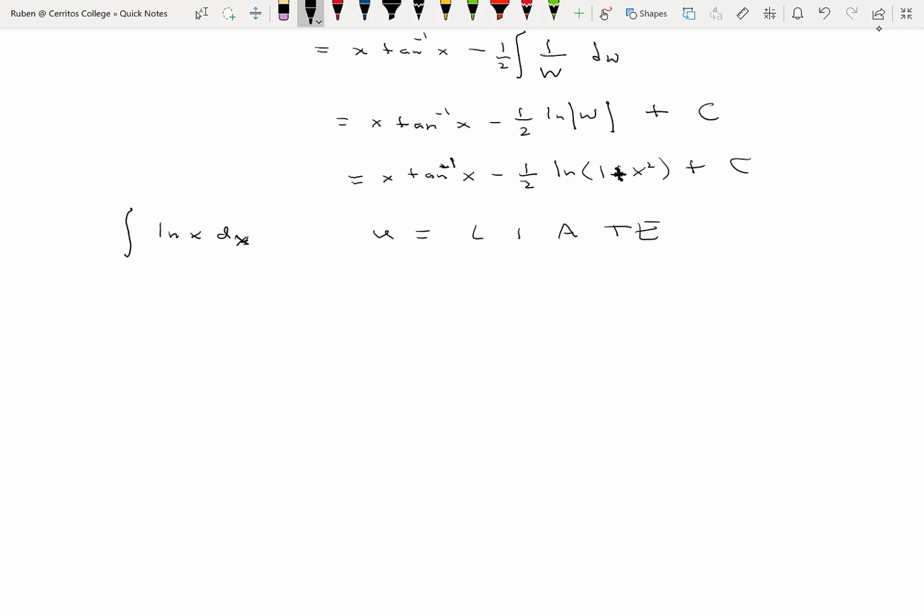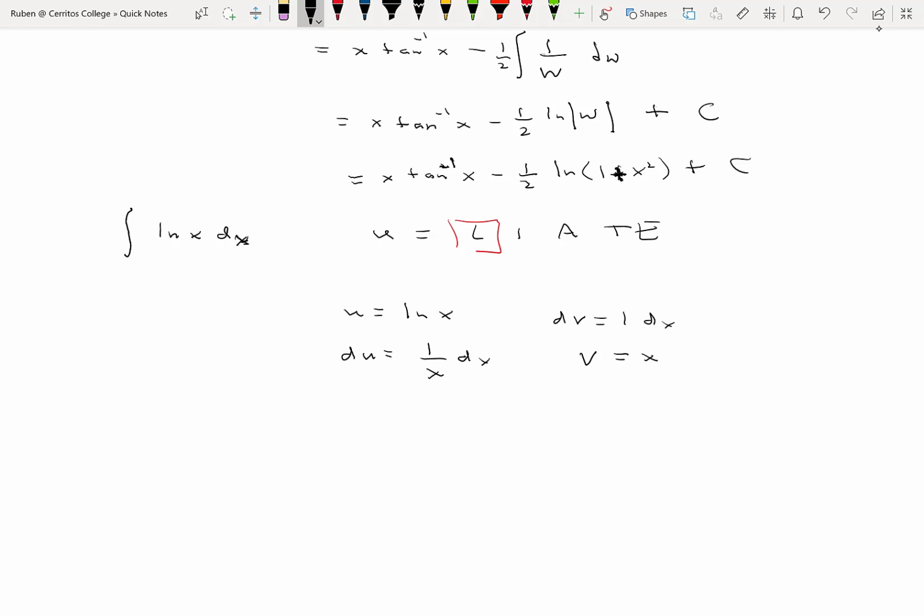LIATE. Do we ask ourselves, are there any log functions? Yes. It's the only thing there, actually. So we let u equal the natural log. Not much left. The only thing left is 1 dx, or just plain old dx. Du, the derivative, is 1 over x, so the differential is 1 over x times dx. The antiderivative of 1 is x.